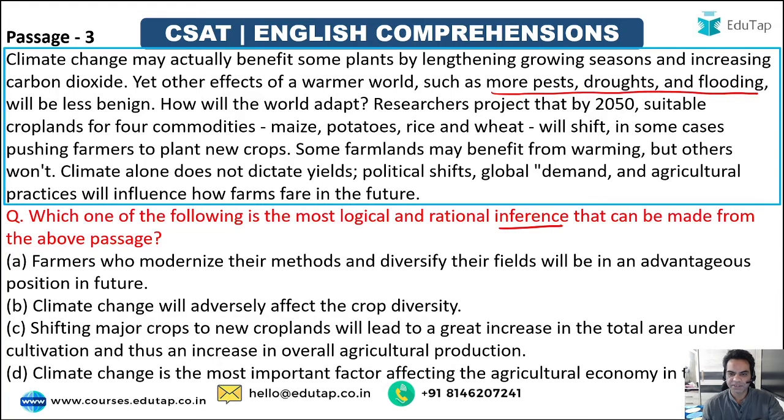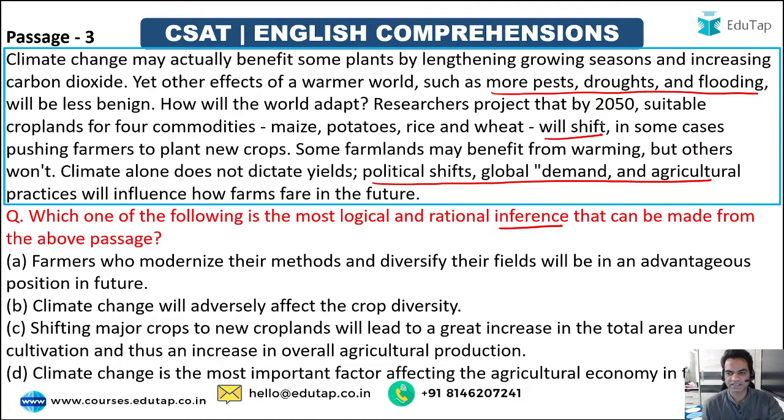How will the world adapt? Researchers project that by 2050, suitable croplands for 4 commodities, maize, potato, rice, and wheat, will shift, in some cases pushing farmers to plant new crops. Some farmlands may benefit from warming, but others won't. Climate alone does not dictate yields. Political shifts, global demand, and agriculture practices will influence how farms fare in the future. So climate is not the only reason. But suitable croplands for 4 commodities will shift, right?